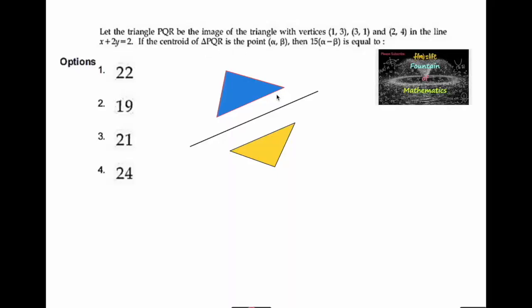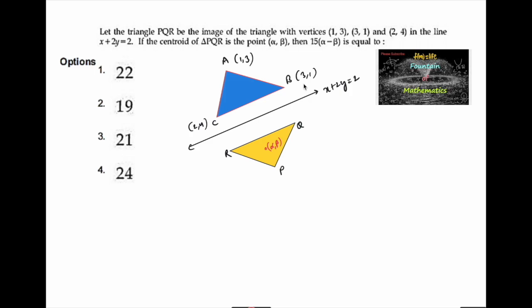Let the triangle PQR be the image of the triangle with the vertices. Let us consider ABC. A is 1 comma 3, B is 3 comma 1 and C is the point 2 comma 4, with respect to the line x plus 2y is equal to 2. If the centroid of the triangle PQR is alpha comma beta, so let us consider alpha comma beta is the centroid.